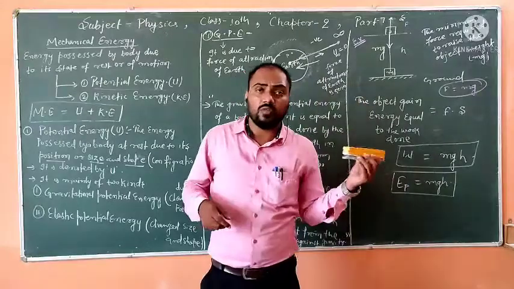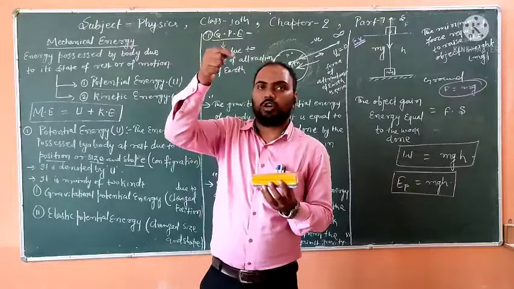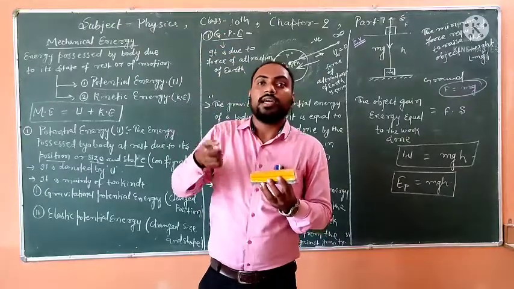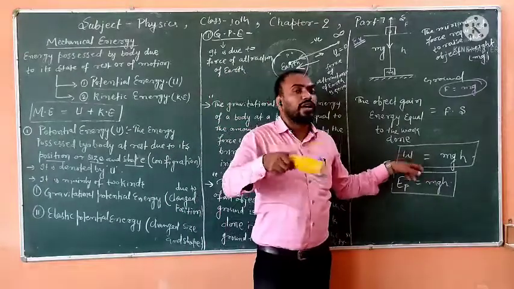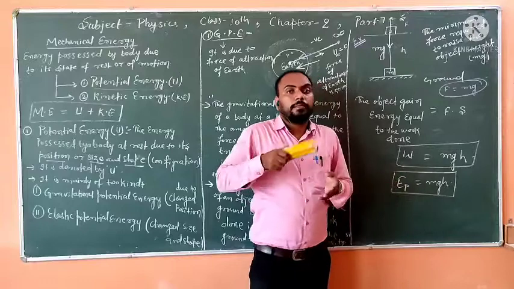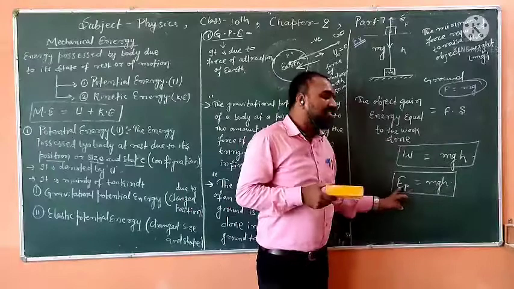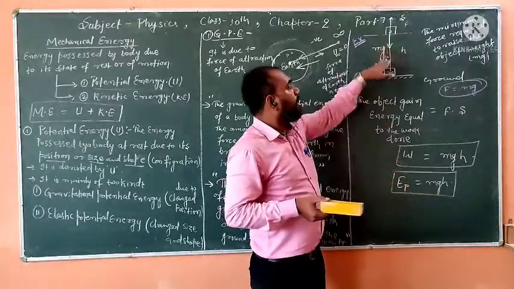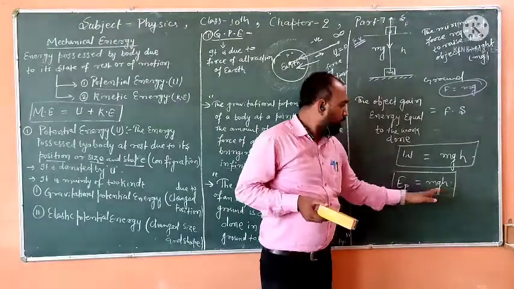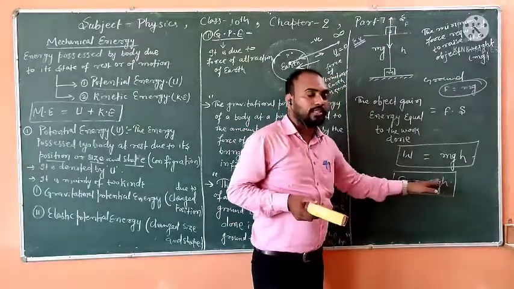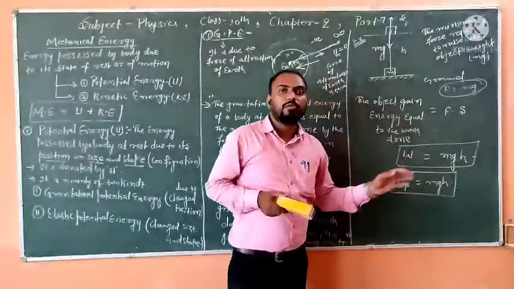This is the work done by me against gravity to lift this object. And this work done will totally become the potential energy of this object. So the potential energy of this object at point P, above height h, will be mgh. Do you understand here? The potential energy of this object at height h will be mgh. I hope you understand it.